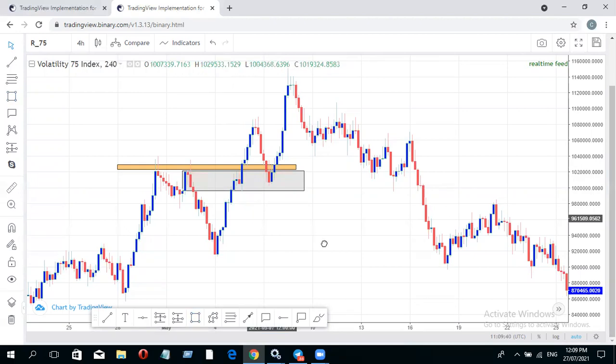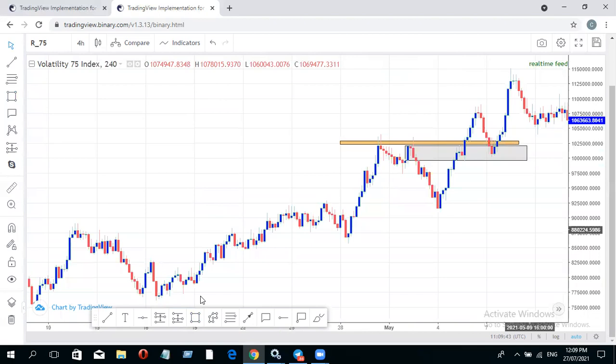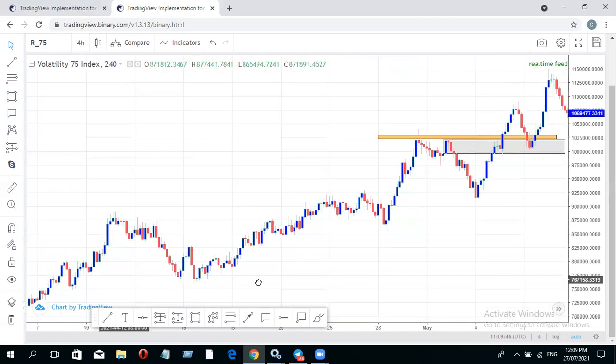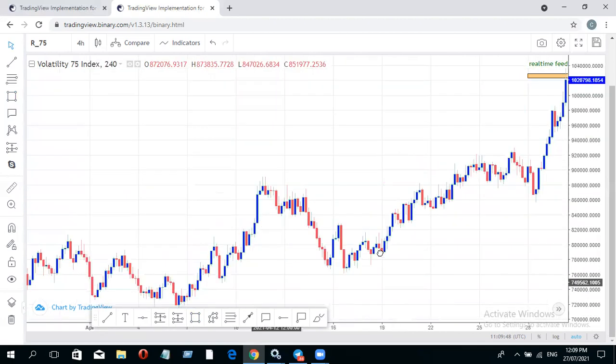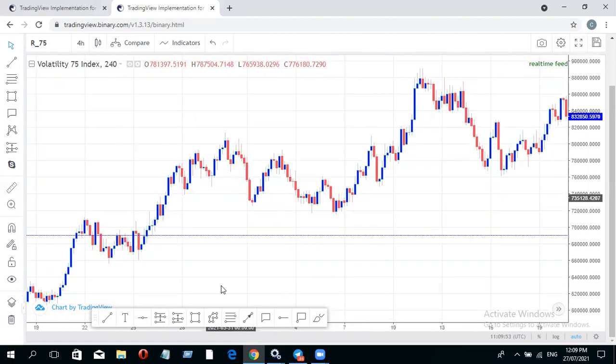You can find this all through your charts. It's always there. Very easy to trade. Always trade it in line with the trend. Okay, now this is an example again.